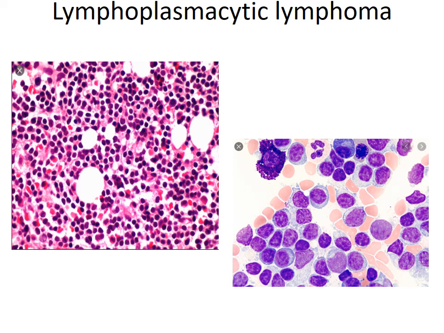In lymphoplasmacytic lymphoma, the histopathological picture shows a polymorphous population of lymphocytes, plasma cells and plasmacytoid lymphocytes. This is the bone marrow aspirate showing the plasma cells and lymphocytes. The most common monoclonal immunoglobulin in lymphoplasmacytic lymphoma is IgM.